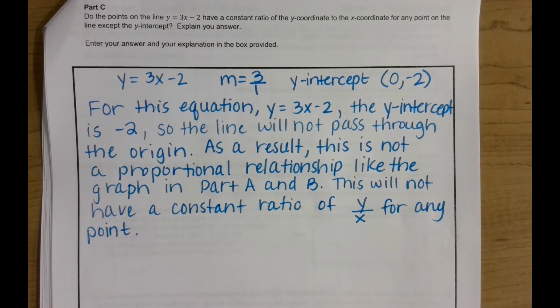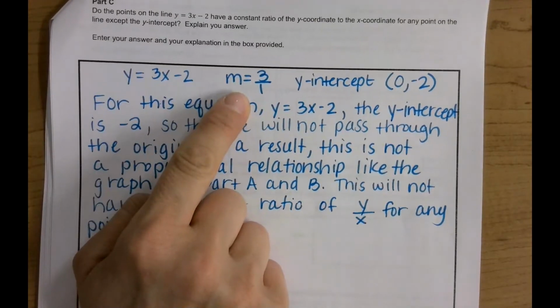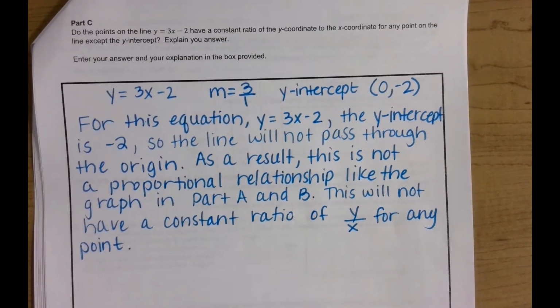Now this still has a constant rate of change of 3 or 3 over 1, but each point will not reduce down to 3 over 1 due to the y-intercept being at -2.